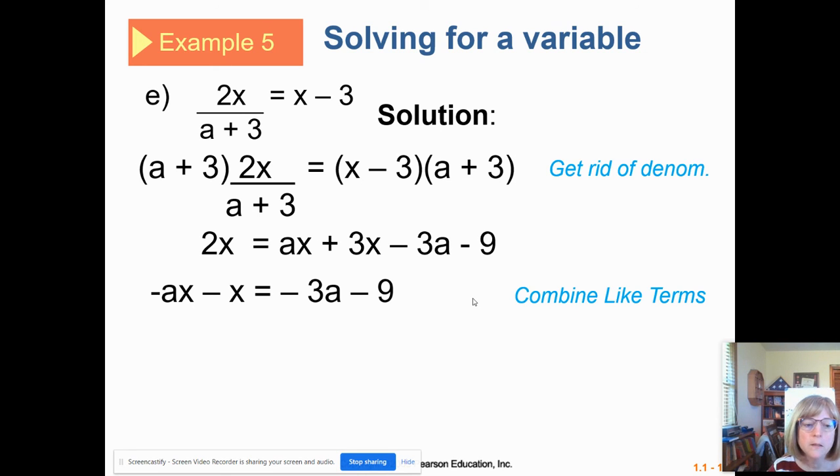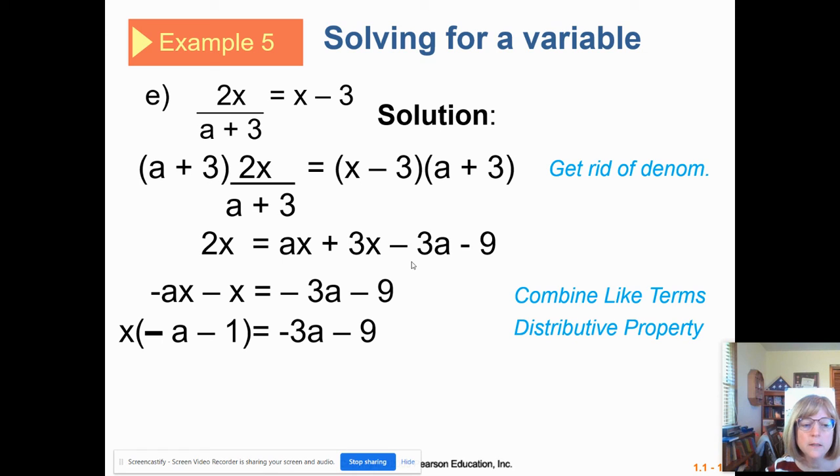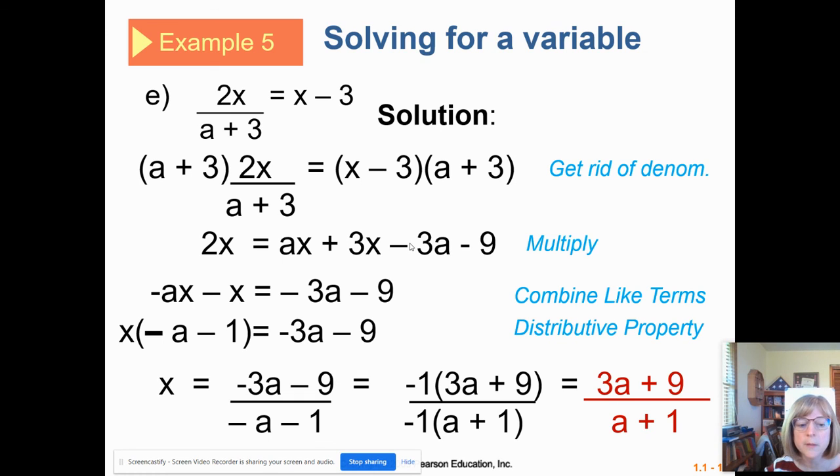Now again, I can't combine negative ax and negative 1x other than to factor out my x. So I factor out an x, and now it's just a simple matter of dividing. And like they showed you in previous problems, instead of leaving the answer as negative 3a minus 9 over negative a minus 1, you can change that by factoring out a negative 1 into 3a plus 9 over a plus 1.